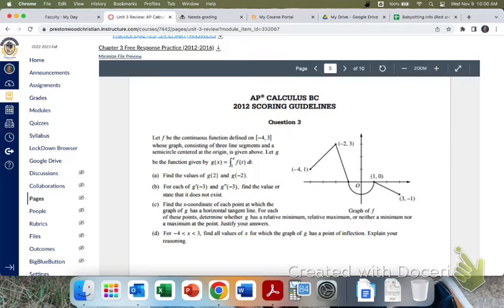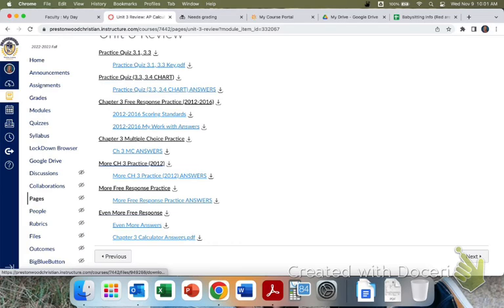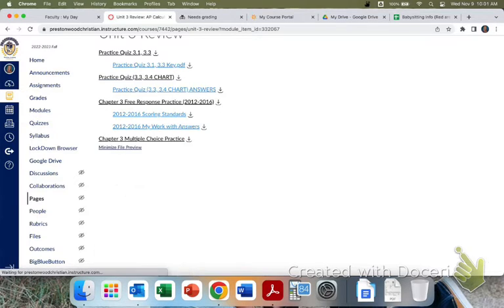For answers on those, I don't think these are containing answers here, but let me look. Okay, so she just linked the scoring standards and her work with answers. So there is answers to that. So use those as we go through those. There is Chapter 3 multiple choice practice. Always multiple choice practice is good for us to look at with our answers there as well. Make sure you're checking those.